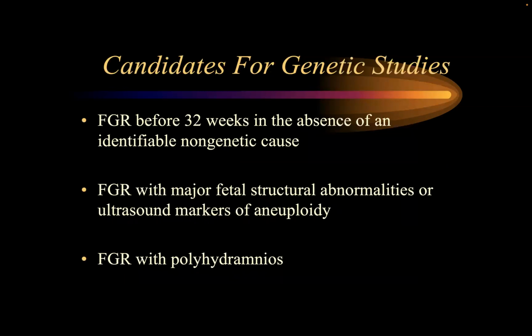So candidates for genetic studies, this would include fetal growth restriction that occurs before 32 weeks in the absence of an identifiable non-genetic cause, or fetal growth restriction with a major structural abnormality identified, or so-called soft markers of aneuploidy. And then also growth restriction that occurs coincident with increases in amniotic fluid volume. These can be strongly associated with genetic abnormalities. Next slide.